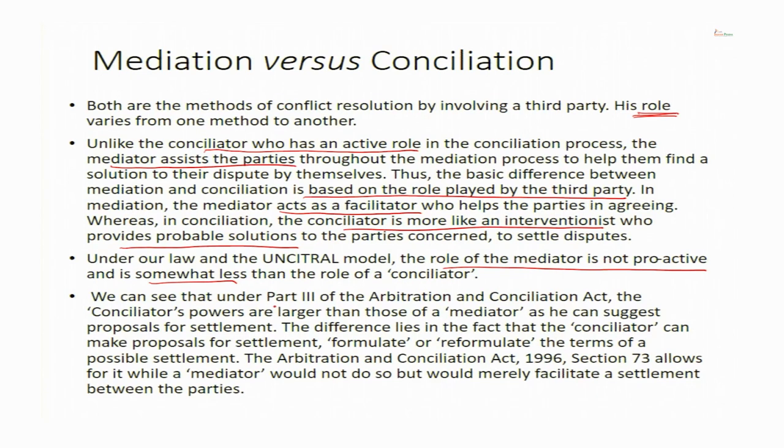We can see all this in part 3 of the Arbitration and Conciliation Act. We discussed it in the last lecture, that the powers of the conciliator are larger than those of the mediator. How? Because conciliator can suggest proposals for settlement, which mediator cannot do. Conciliator can formulate and reformulate the terms of a possible settlement. Mediator does not have to do it. All this is allowed in Section 73, if you recall. Conciliator has to formulate the terms of settlement, has to reformulate the terms of settlement, and if parties request, conciliator may even draw up the settlement agreement. On these aspects, conciliation is different from mediation.